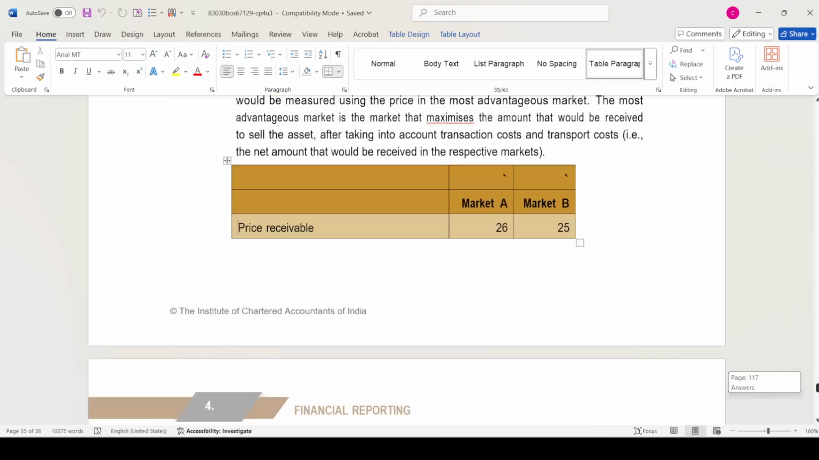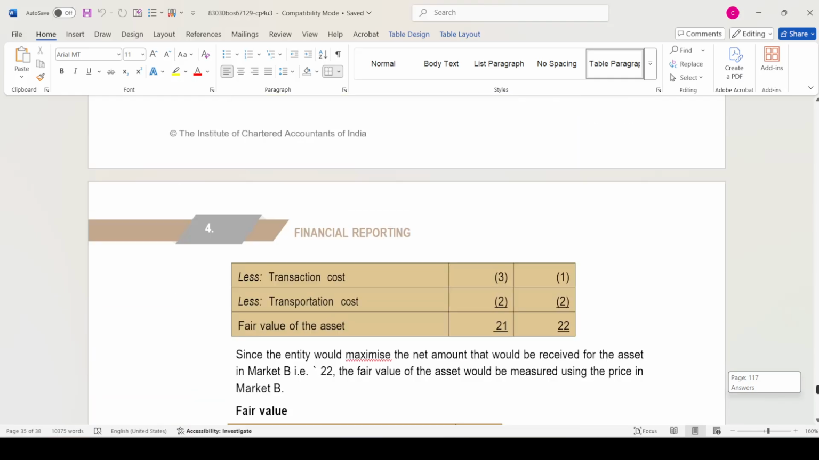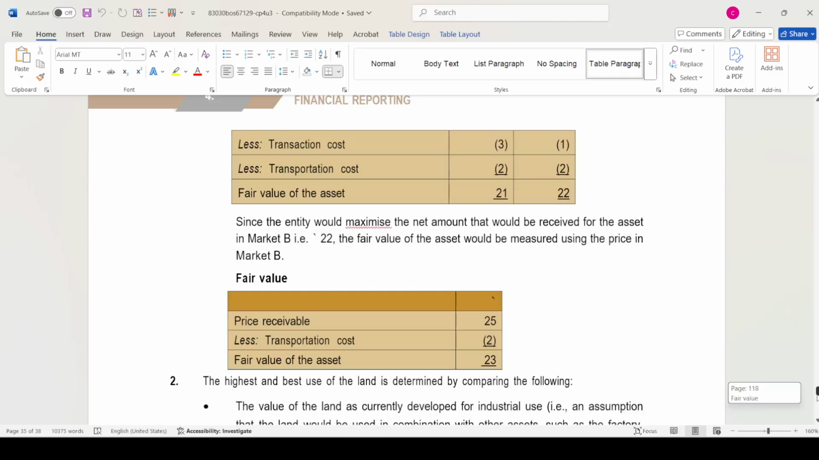So price receivable in market A versus market B. Since the entity will maximize the net amount that could be received from the asset, and market B gives 22, the fair value of the asset will be measured using the price quoted in market B. The fair value is the price quoted in market B minus transportation cost, that is 23, right? I think now it's clear.